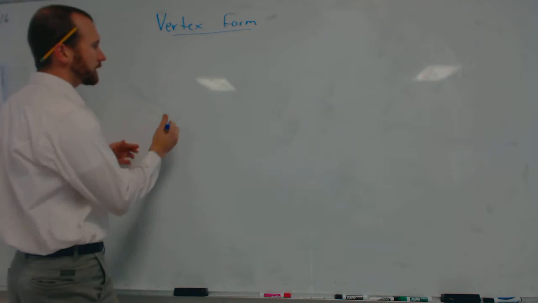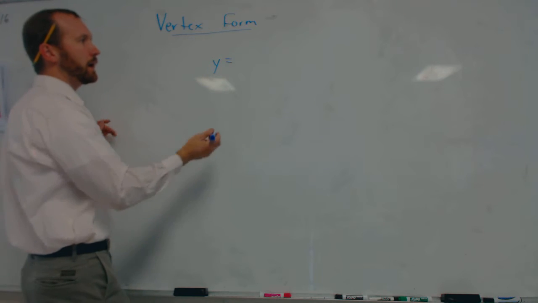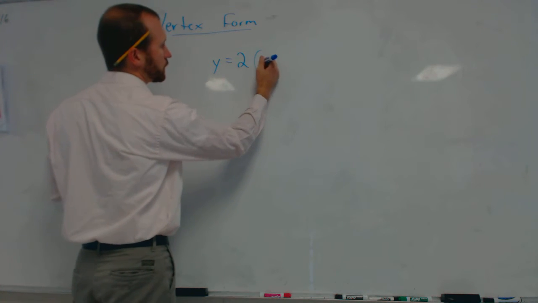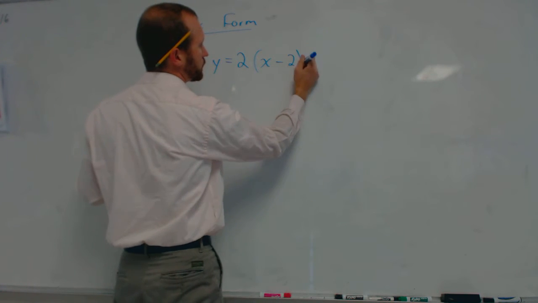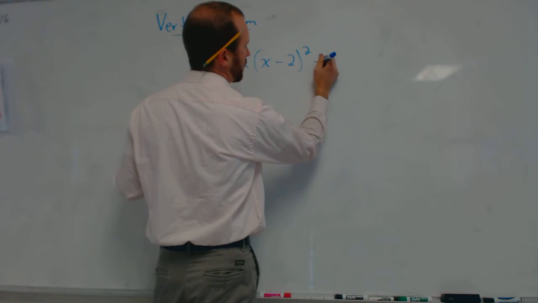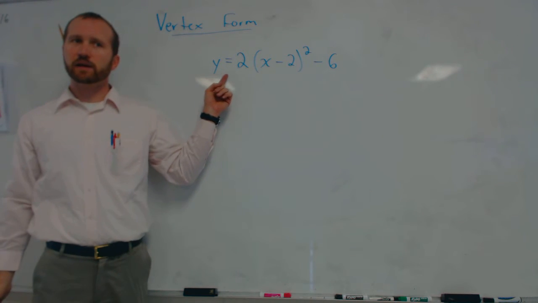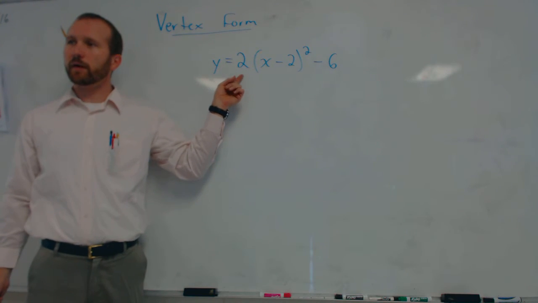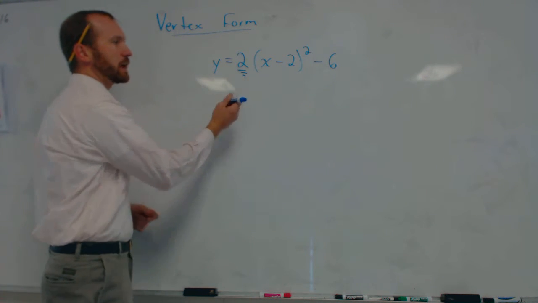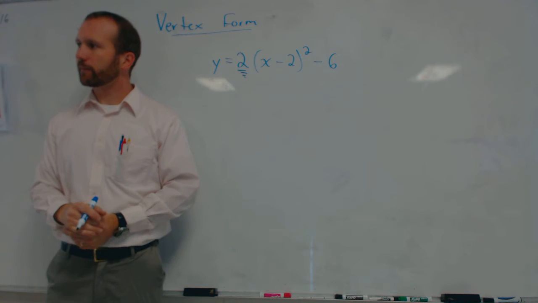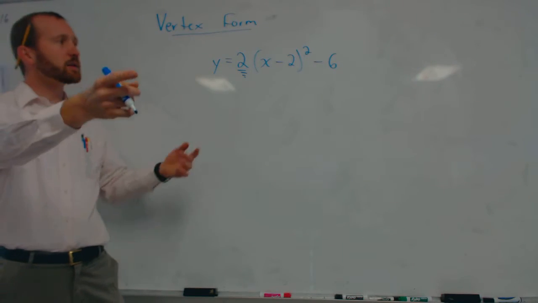So if we had something like this, y equals 2(x minus 2) squared minus 6. This is vertex form. But what's different about this equation than the one we looked at? So what do you think this 2 represents? It's part of the y and it's the over 1 up 2 thing. Yeah, it's the over 1 up 2 thing.